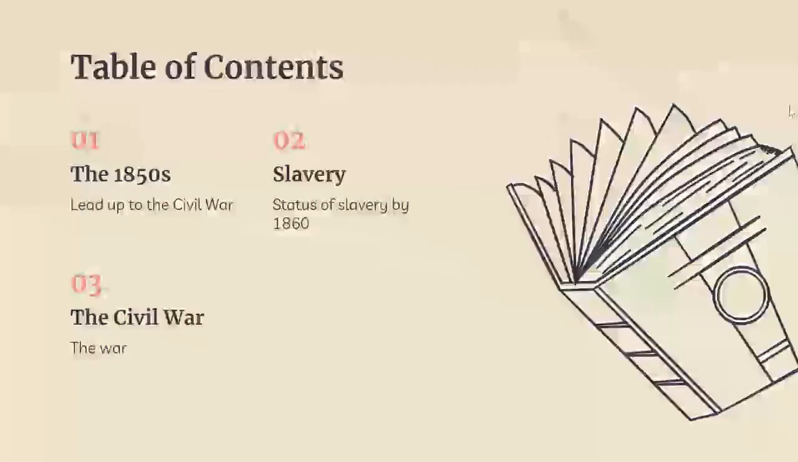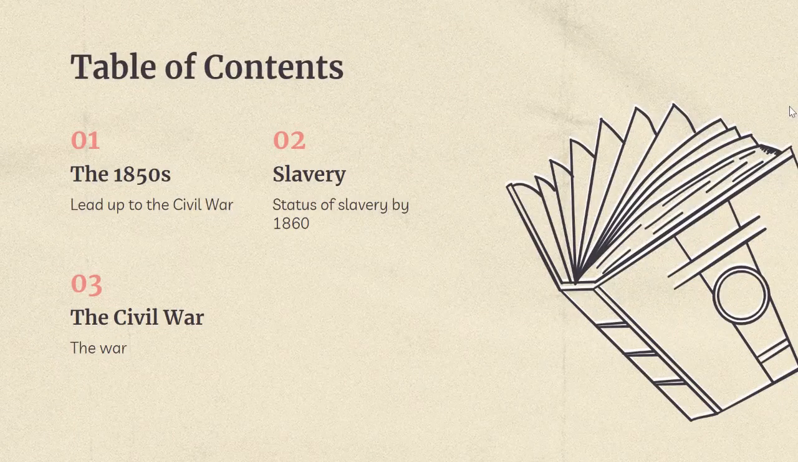There will be three parts to the Civil War part of this unit. We end with the Civil War itself and anything within that pertains to Reconstruction. We'll also take a look at slavery and the status of slavery by the start of the Civil War. But we begin with the decade leading up to the Civil War and what happens in the 1850s.